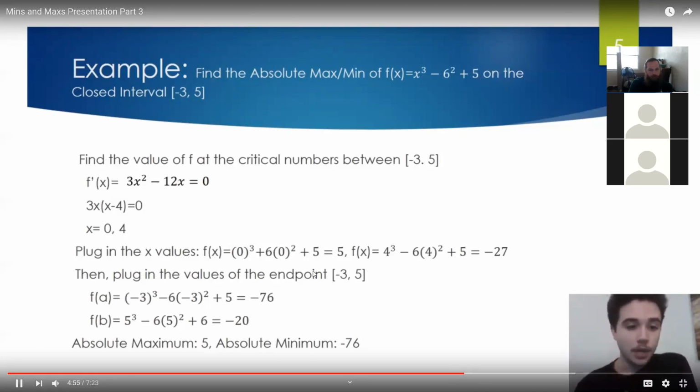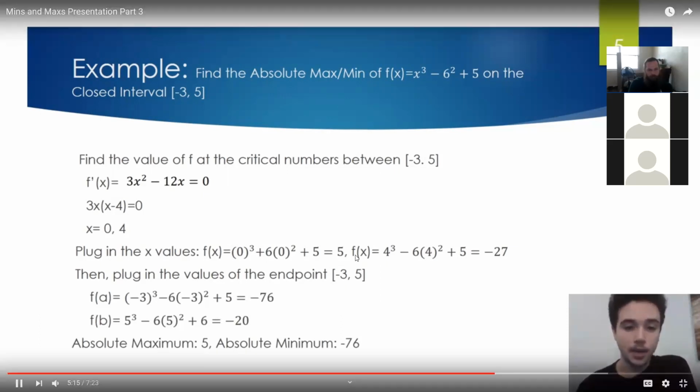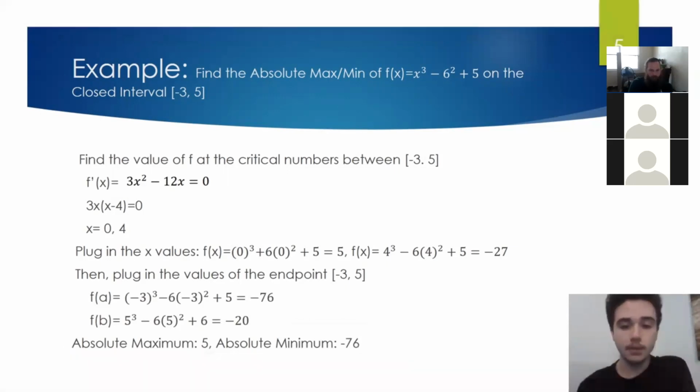And then we get f of negative 3 equals negative 3 cubed minus 6 times negative 3 squared plus 5, and that gets us to negative 76. And then we're going to do the same thing with 5. So we get 5 cubed minus 6 times 5 squared plus 5 equals negative 20. So we look at the lowest and the highest numbers in total there, and the lowest number is negative 76, and the highest number is 5. So the absolute maximum is 5, and the absolute minimum is negative 76.